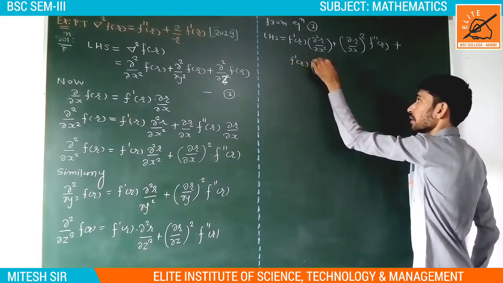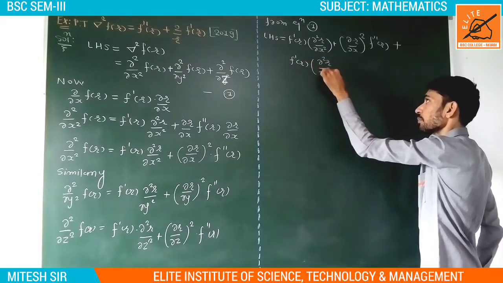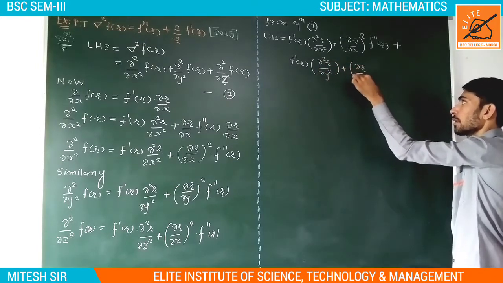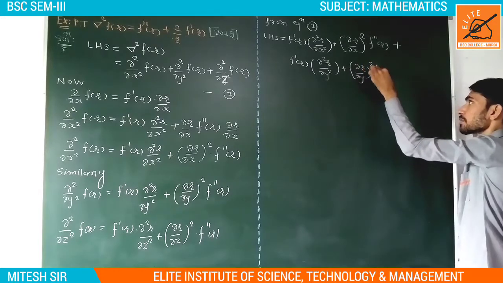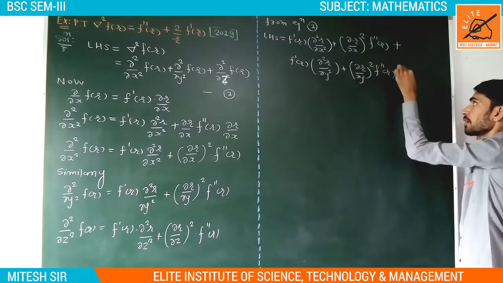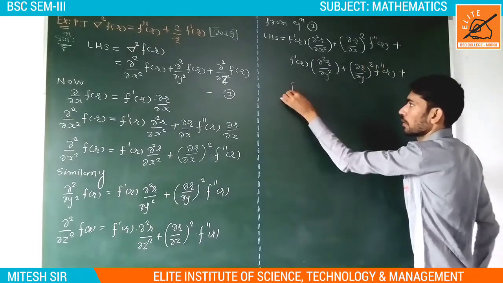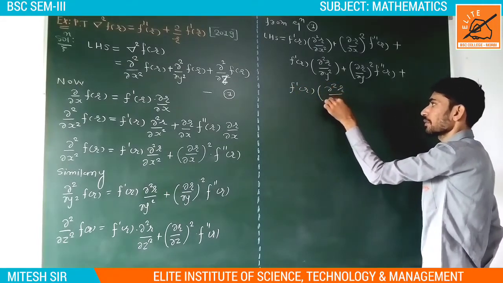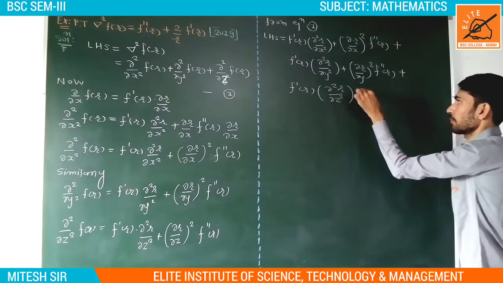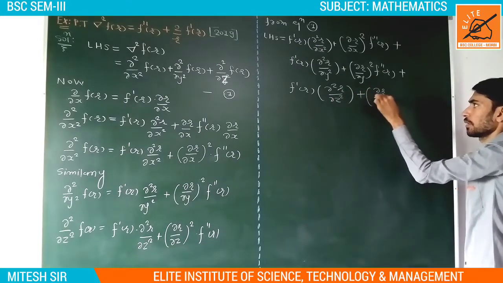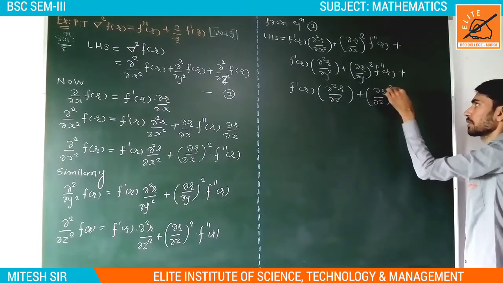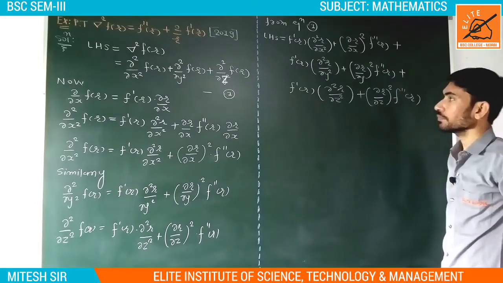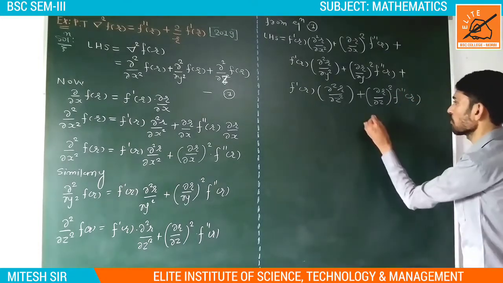f dash r del square r upon del y square plus del r upon del y whole square f double dash r plus f dash r del square r upon del z square plus del r by del z whole square f double dash r. Now this is called the equation number 2.